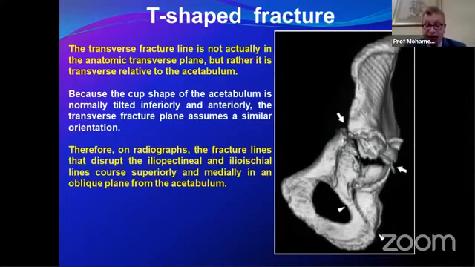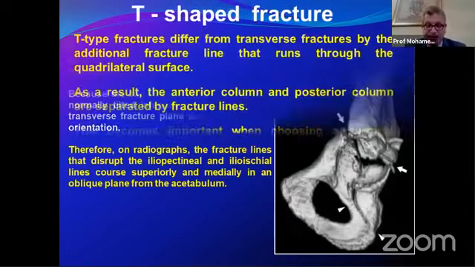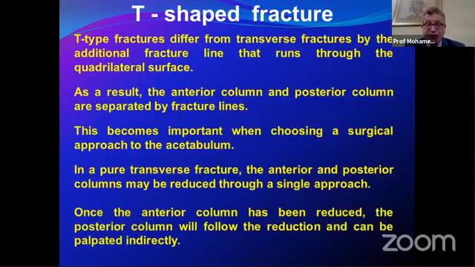Therefore, on radiographs, the fracture lines that disrupt the iliopectineal and ilioischial lines course superiorly and medially in an oblique plane, following the orientation of the acetabulum. T-shaped fractures differ from transverse fractures by the additional fracture line.